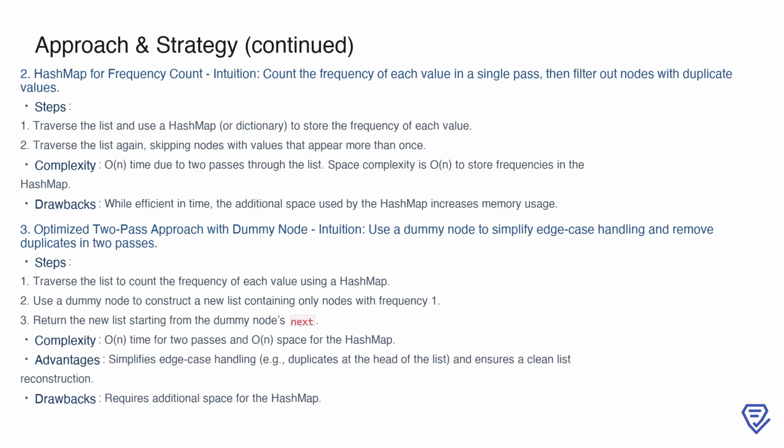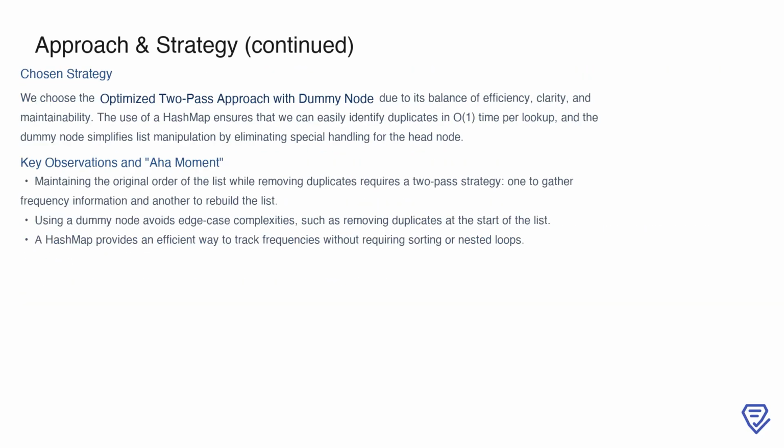We still use a hash map to count frequencies in the first pass. During the second pass, we use the dummy node to construct a new list containing only nodes with a frequency of 1. This simplifies the process of removing duplicates, particularly at the head of the list, while maintaining the same time and space complexity as the previous method. The chosen strategy for this problem is the optimized two-pass approach with a dummy node. It strikes a great balance between efficiency, clarity, and maintainability.